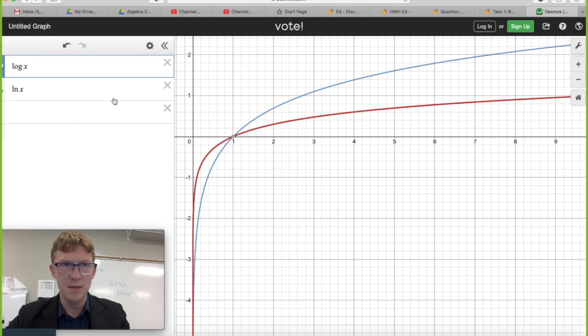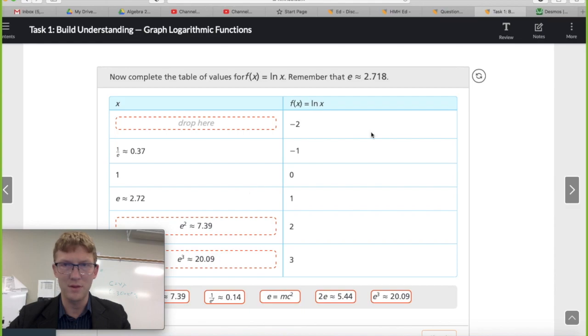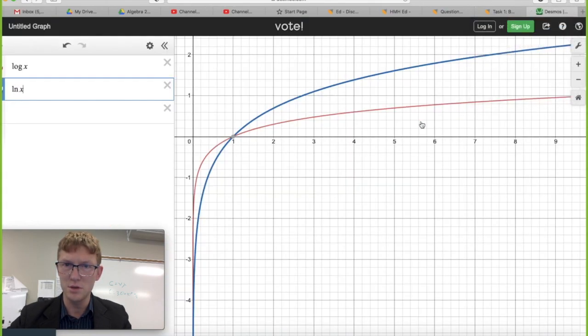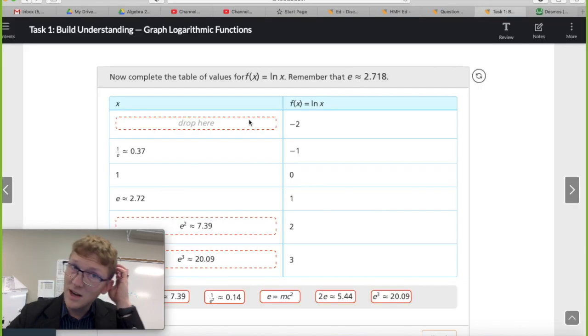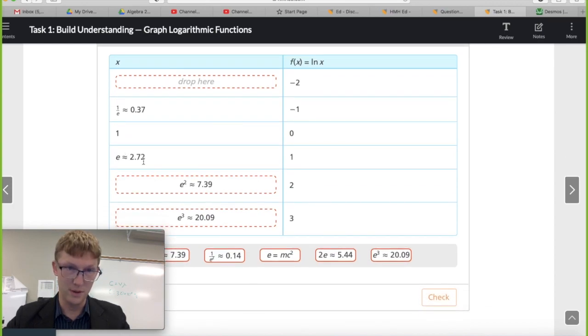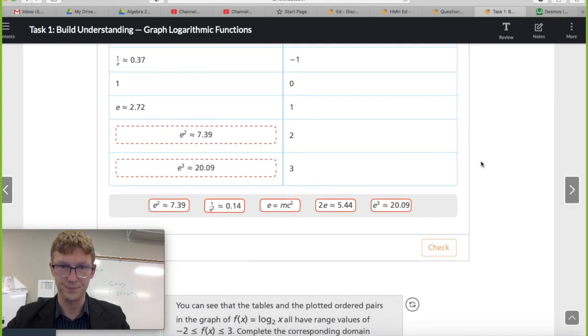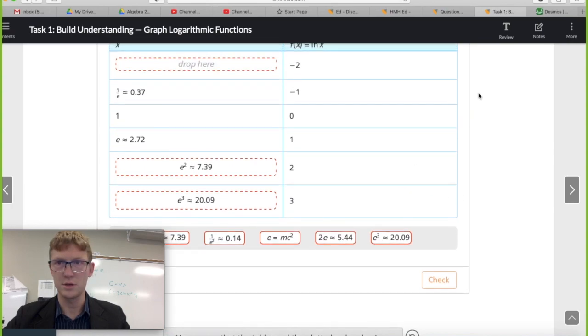All right, now we have to do the same thing for our natural log of x. It's going to be our blue line. Notice how it increases a lot faster after x equals 1. But let's look at our table. Again, it's not letting me drop things up there. If we look at our natural log at -2, we come all the way down here. That weird number is actually 1 over e squared, then -1 is 1 over e, then 0 and 1. You're probably going to notice the pattern: e, e squared, e cubed, and so on and so forth. So there's our table.